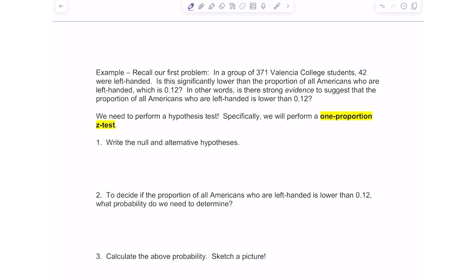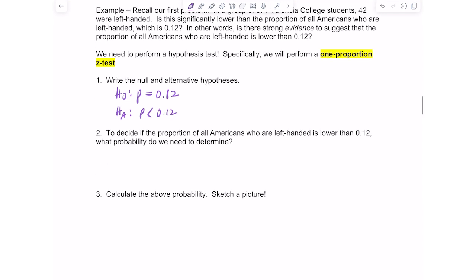So first we need to write the null and alternative hypotheses. So here, the null, if you remember from doing this before, is p equals 0.12. The null says the proportion of all Americans that are left-handed is going to be 0.12. The alternative, on the other hand, thinks it's lower because it says, is there strong evidence to suggest the proportion of all Americans who are left-handed is lower than 0.12? So there's my null and there's my alternative, which we discussed in the previous video.